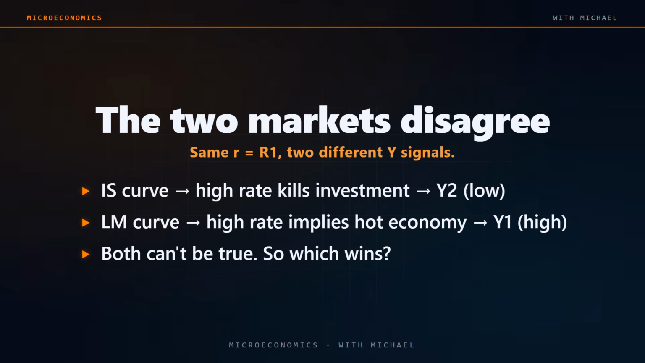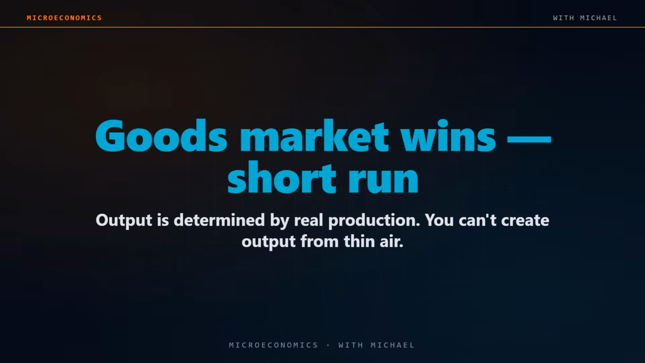So which side wins? The answer is, in the short run, the goods market wins. The economy will actually operate at the lower output level, Y2. Why? Because we cannot produce output out of thin air. The output of the economy is determined by real production. Firms hire workers, buy materials, run factories. They produce what is profitable to produce at the prevailing interest rate. If the interest rate is high, real investment is low, and output is constrained to Y2. The money market's prediction of Y1 was just a hypothetical: what would have justified an interest rate this high? The reality on the ground is determined by real production.